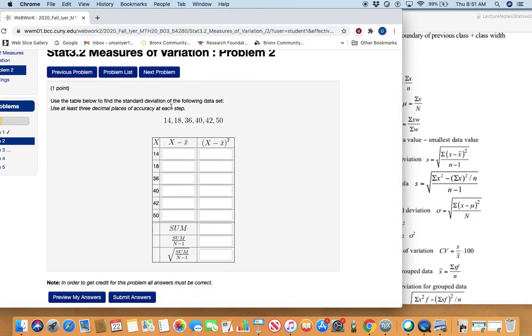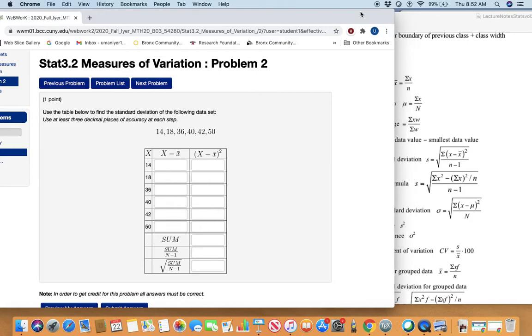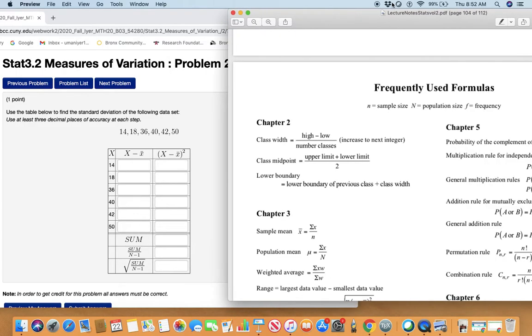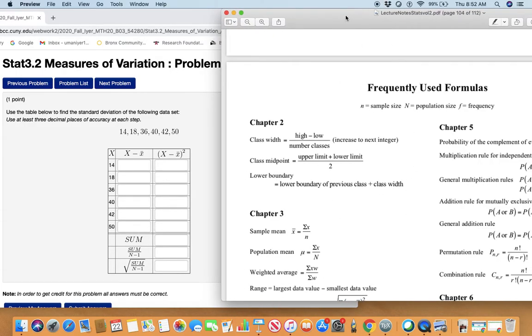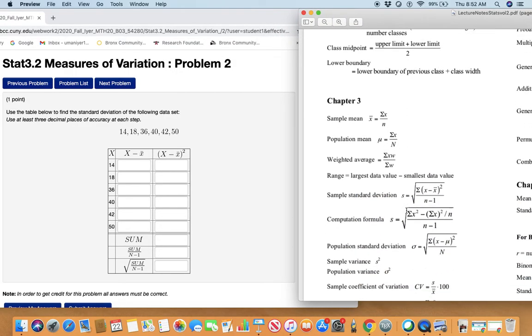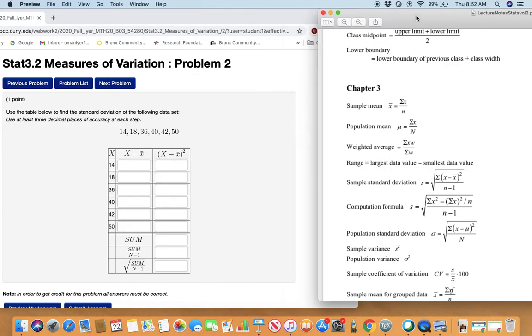Now, you want to be able to find standard deviation. If you recall, there are two, so I'm looking at the frequently used formulas. Okay, this is something that's always handy. Standard deviation, this is the defining formula and this is the computational formula. The computational formula is easier to work with, but notice in this particular question, they are using the defining formula. All right, so let's play with what they have right now.